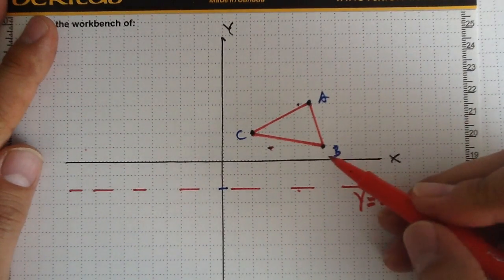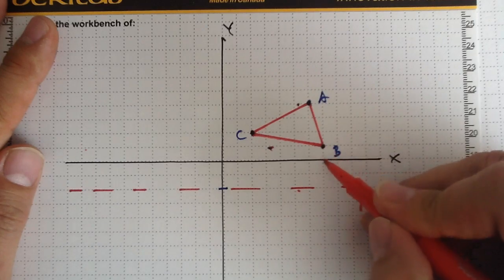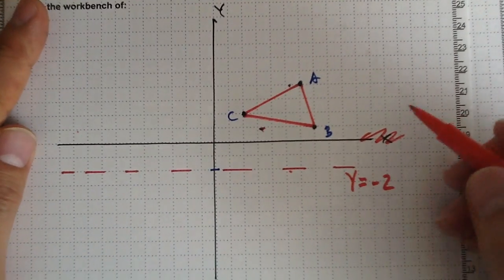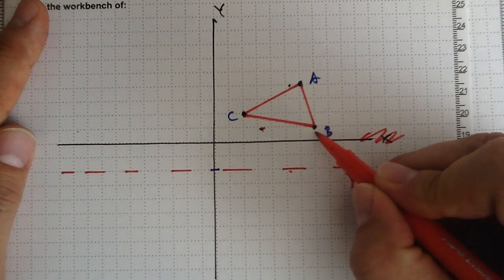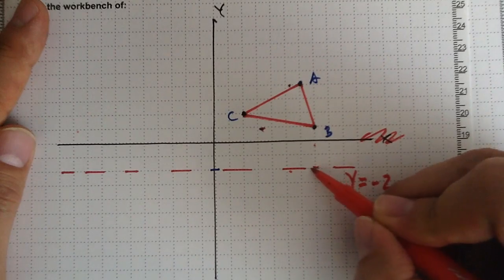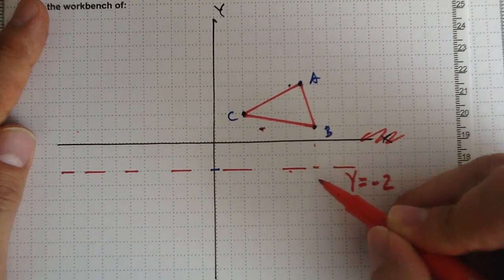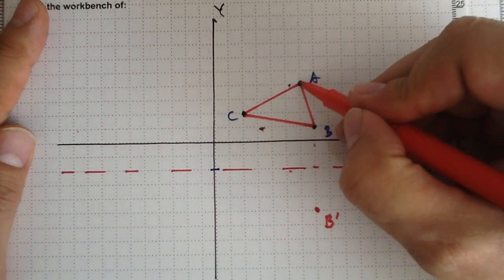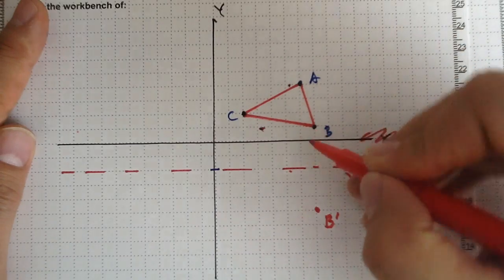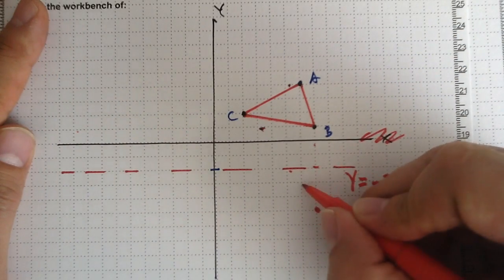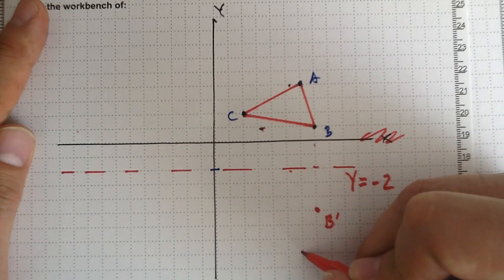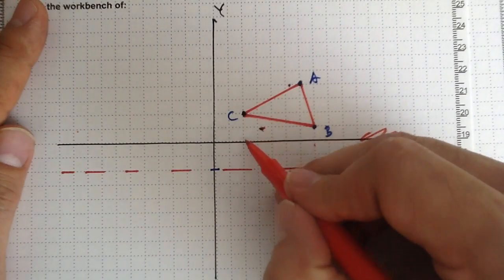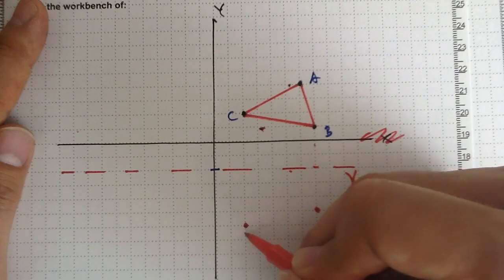So I'm not using the x-axis. For B here, B is 1 space away from the x-axis, but we're not paying attention to the x-axis because that's not our line of reflection. Our line of reflection is down here. So it's 1, 2, 3 spaces away from this point on our line of reflection. So I'm going to go 1, 2, 3 spaces the other direction, and that's B prime. A is 1, 2, 3, 4, 5, 6 spaces away, so down here I'll go 1, 2, 3, 4, 5, 6 spaces. And then C is 1, 2, 3, 4 spaces away, so I'll go 1, 2, 3, 4 spaces this way.